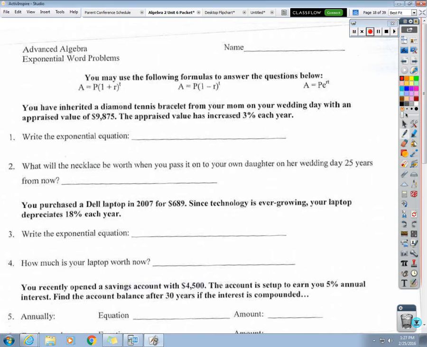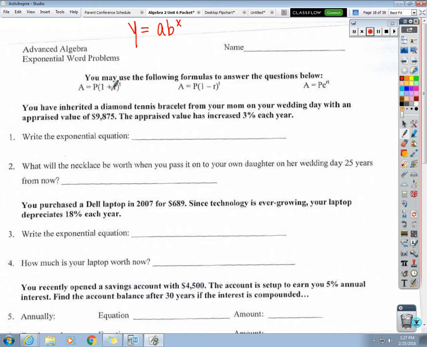Remember, last week we started learning about exponential equations. What is the form for an exponential equation? Y equals what? A times b to the x. Okay? Remember, your A was your starting value, B was your growth or decay factor, and then you have the exponent. But look at the equations we're going to be using today.